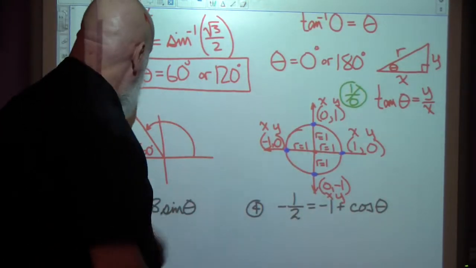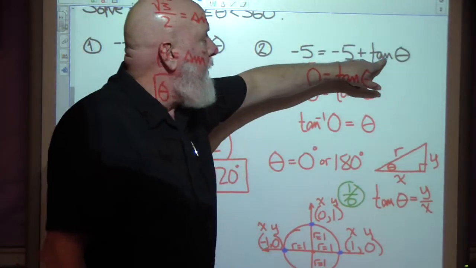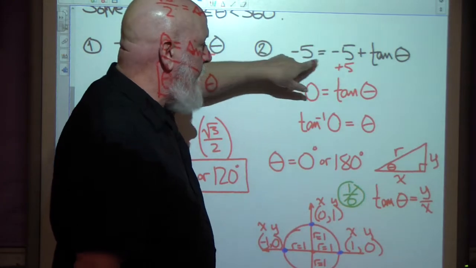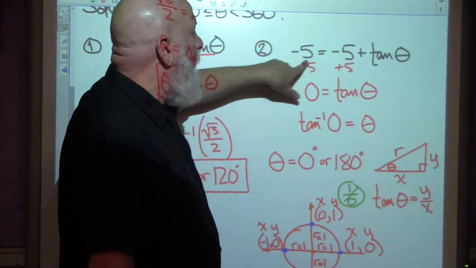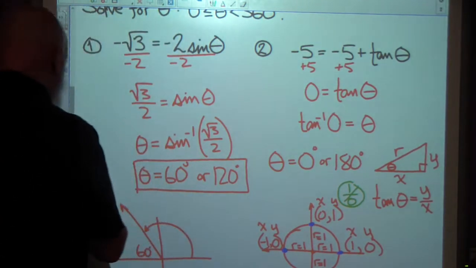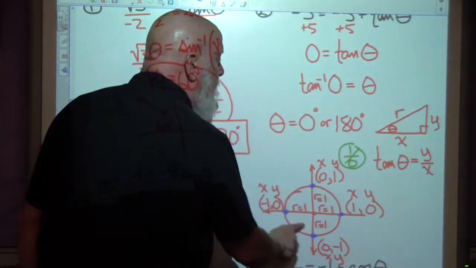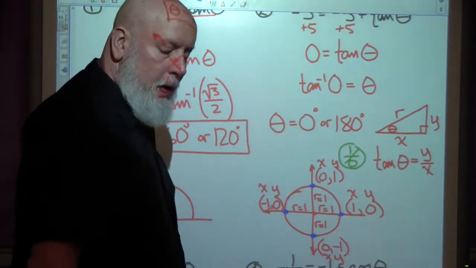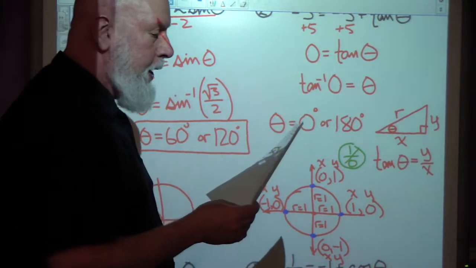So these are our two angles, such that if I take the tangent of 0 and then subtract 5, I'll get negative 5. If I take the tangent of 180, that'll make that equation true also. So there we go. We're using this little XYR triangle and the unit circle if we get a quadrantal angle. Let's see if I got that right.